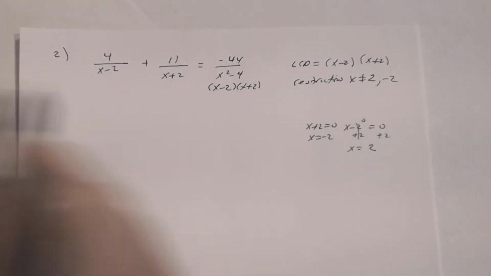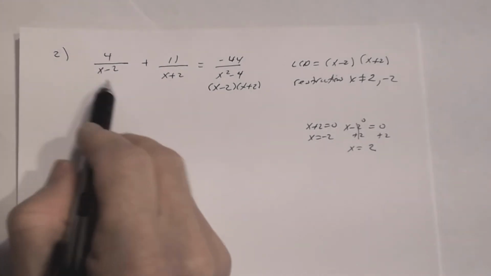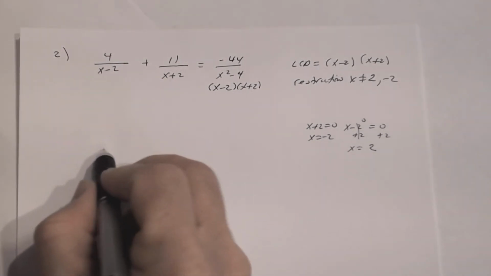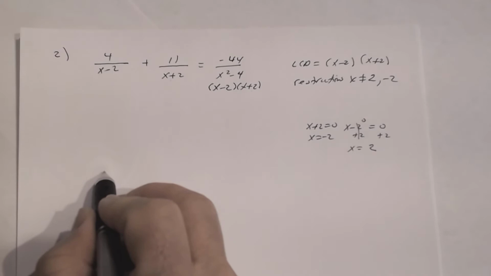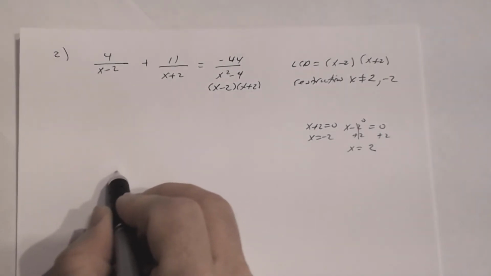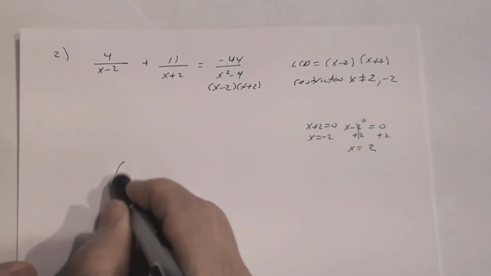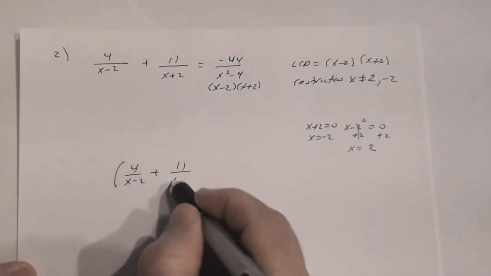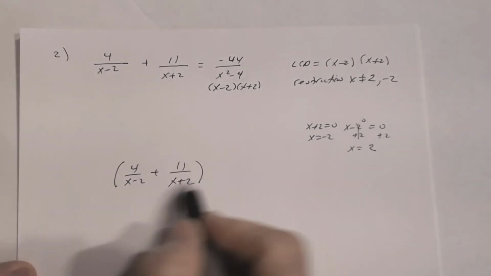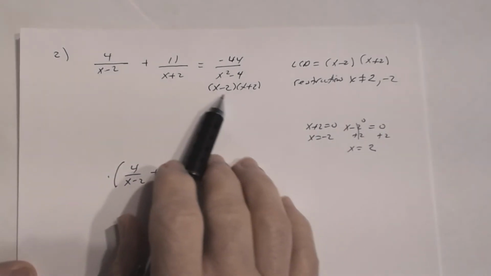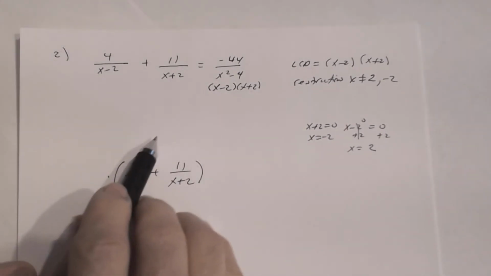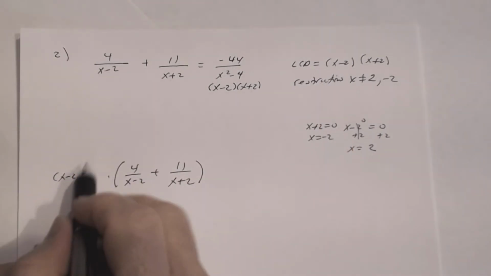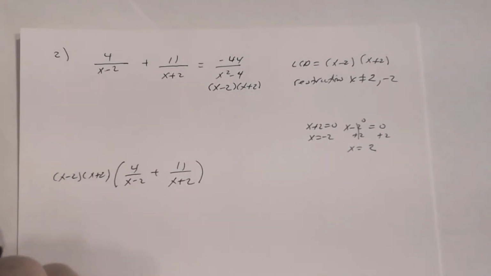And notice that on this side you have 2 rational expressions. So I'm going to put that in parentheses. And let me go ahead and put that right here. So it'll be 4 divided by x minus 2 plus 11 divided by x plus 2. And remember, you're going to multiply that by the least common denominator, which is this. And so we have x minus 2, which is this right here, times x plus 2.